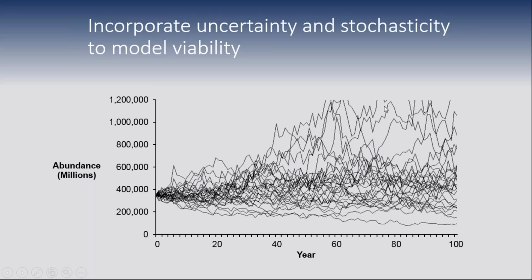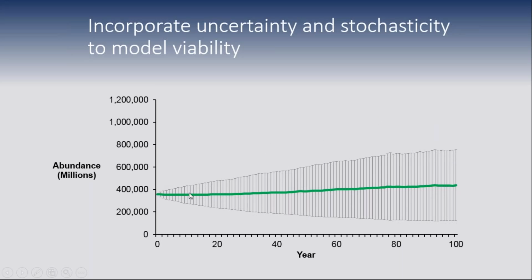Now we get a bunch of runs that could do any different number of things. But at least now we can distill that down into an average projection as well as some error or uncertainty around it. And this is what we're then able to base our evaluations on, and we can look at how species or their populations respond to climate scenarios.